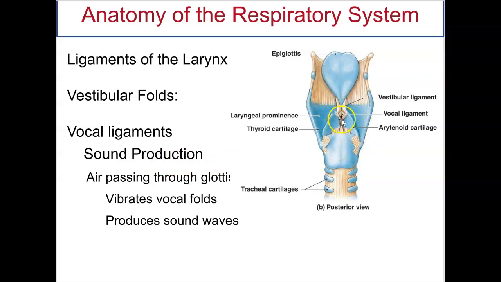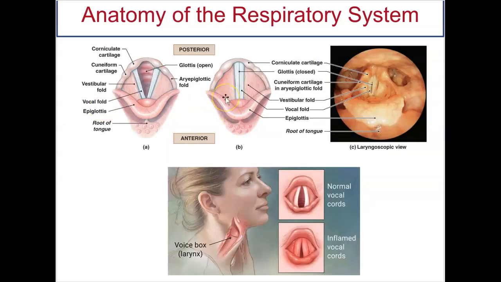But this is what produces sound. When we speak and we force air out that opening, the glottis, it hits these folds and makes them vibrate, and that's how we get sound. You can see here the glottis is open and here it's closed. You can see the false cords are out here, here are the true cords, and here's another picture. If you were intubating someone, you have to go right in the middle there. You have to get inside the glottis.